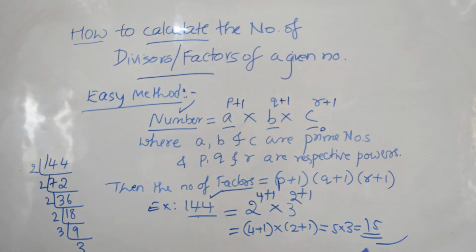Another important note is that whenever the number of factors is an odd number, the given number will be a perfect square. Here 15 is an odd number, so the given number 144 is a perfect square. 12 into 12 is 144. So 144 is a perfect square.